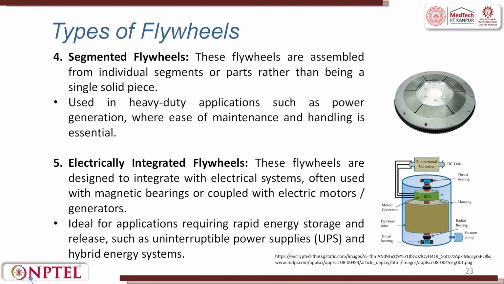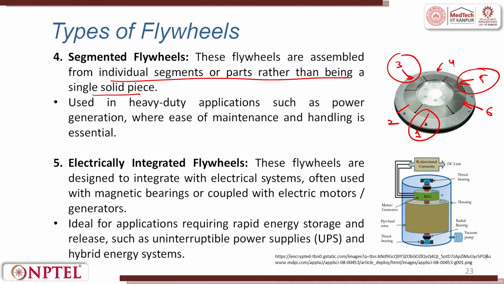Then comes segmental flywheels. Segmental or segmented flywheels are assembled from individual segments or parts rather than being a solid piece. So these are segments. This is segment 1, segment 2, segment 3, segment 4, segment 5 and segment 6. These 6 are separate segments. These are joined together. In place of 6 segments, we could have used only segment 1, 3 and 5. In this case, it could have become kind of spokes for it.